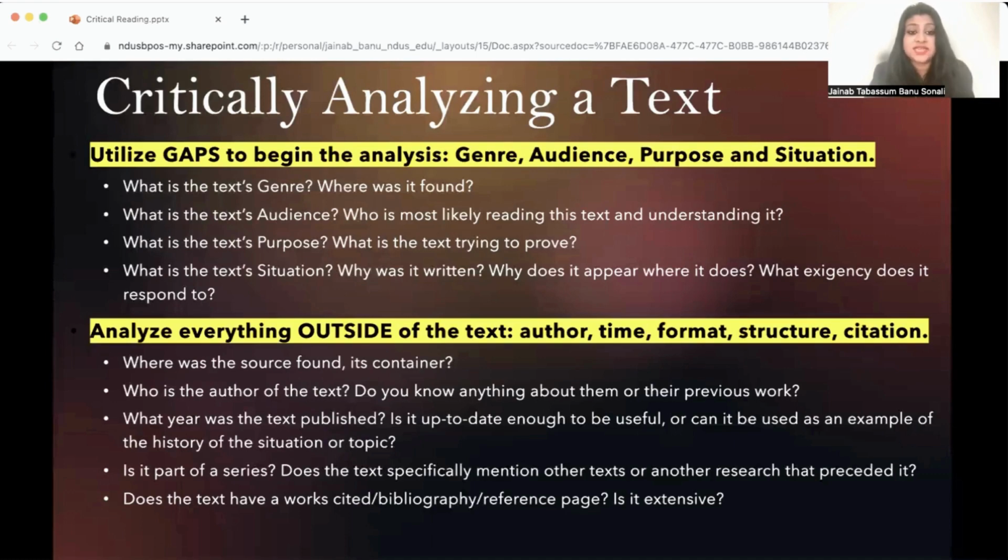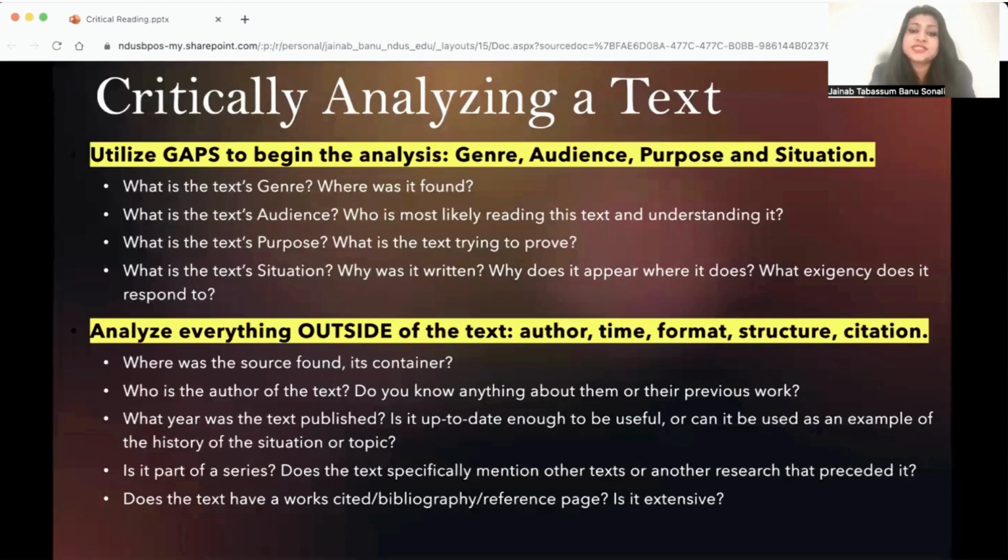Then you ask, what is the text audience? Who is most likely reading this text and understanding it? It is important because when you read a scholarly article for your own research work, you are reading it because you need that information. But a research paper is not written for all kinds of audience. It has a target audience. Similarly, a newspaper article has a target audience. Similarly, an open access blog, though it is accessible to almost all kinds of audience, has a target audience. So ask this question: who is the target audience for this text?